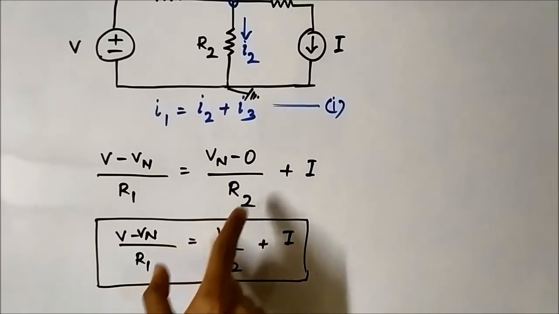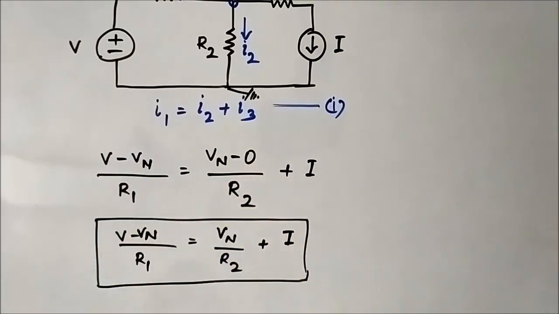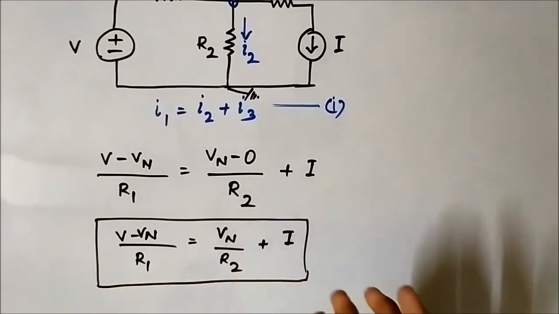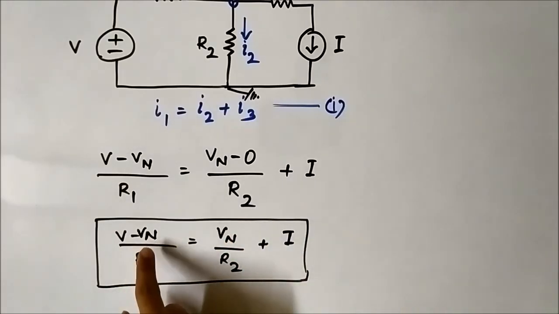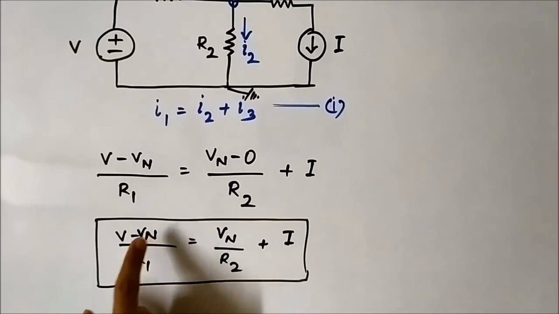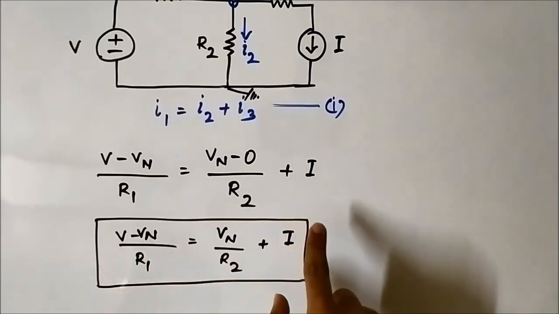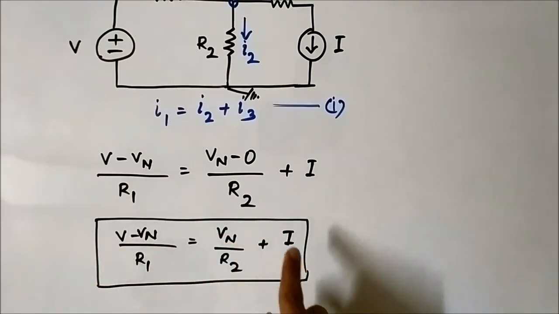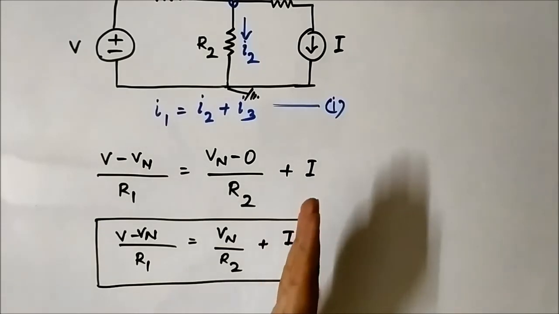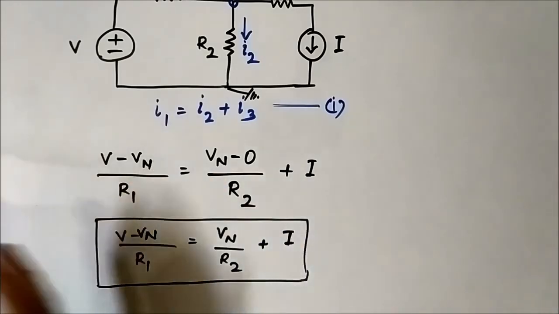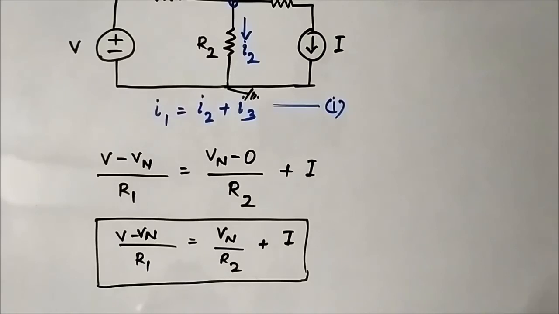Next, you write the nodal equation, and depending upon the parameter being asked, you make the modifications. Suppose here we have to find Vn, so we'll bring Vn on one side and express it in terms of the other variables. Suppose I is asked, then we'll bring I on one side and keep all the other values on the other side and get the value. That's simple algebra. So, this is how the nodal equations are written.